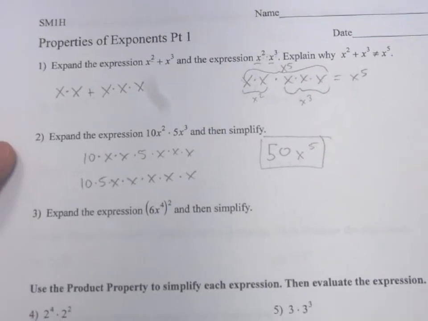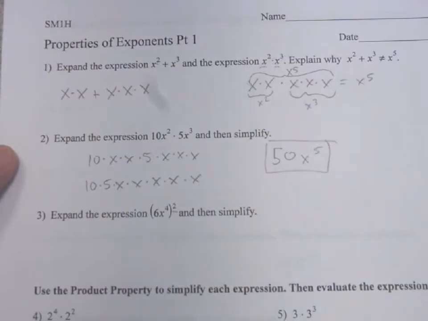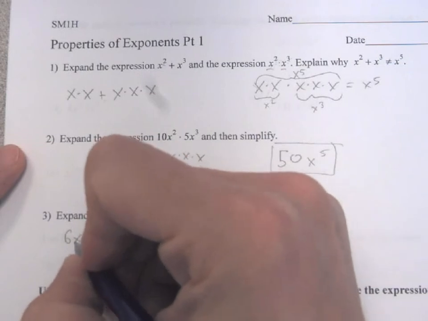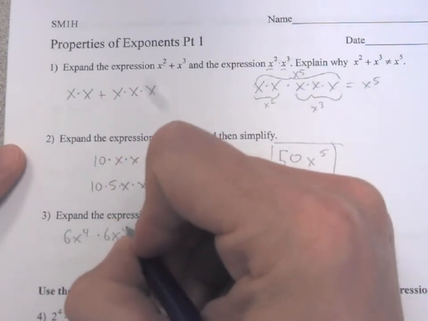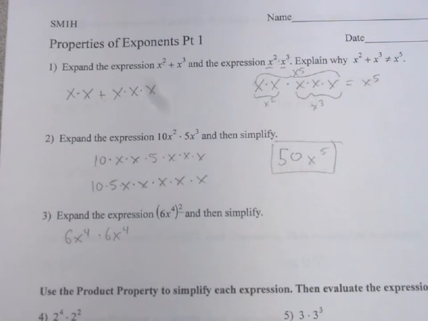Also expand. Okay, so we're going to kind of work from the outside in. This 2 means 2 copies of whatever is inside the parentheses. So I have 6x to the 4, that's my first copy, and then I have 6x to the 4, and that's my second copy. So that 2 means 2 copies of this, what's inside getting multiplied, okay? Now we can rearrange right now if we want to, and then we can expand from there.